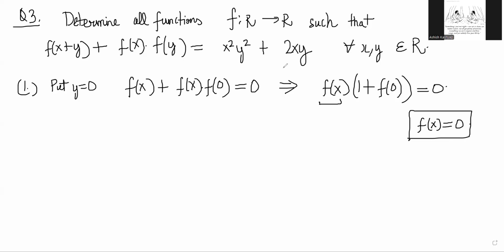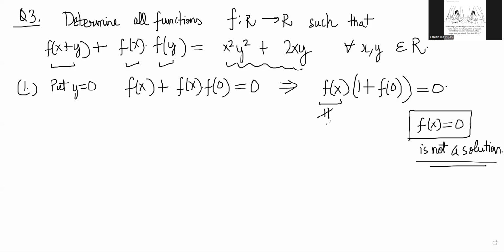Does it satisfy this equation actually? It doesn't, because the left hand side will always be 0, but the right hand side can be any other real number, right? So f(x) = 0 is not a solution. A constant function will not satisfy this functional equation because the right hand side can vary with different x and y, whereas the left hand side will always be a constant 0, right? So therefore this part cannot be 0. Therefore this must be 0. So you get f(0) = -1. So that is the first piece of information that we have got, right?